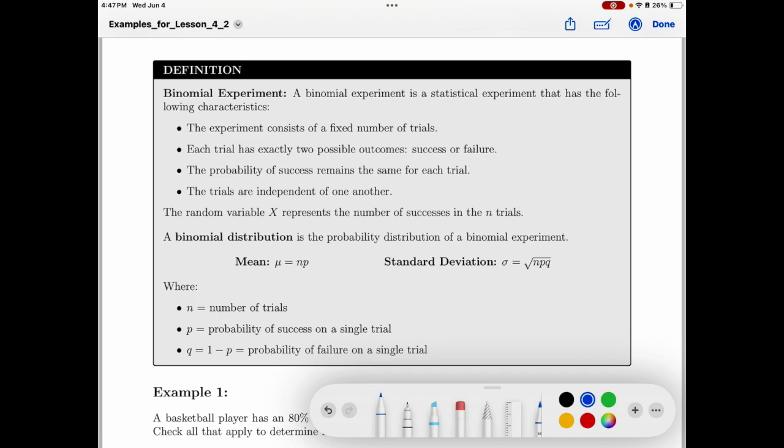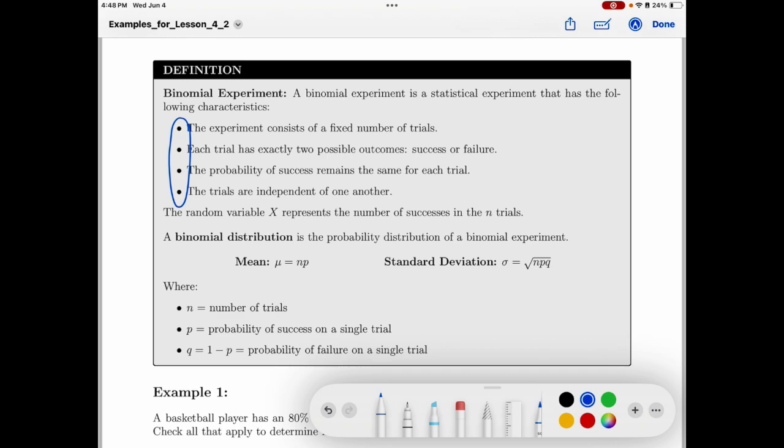So let's start with the definition. The binomial experiment is a statistical experiment that has the following characteristics. In order for it to be considered a binomial experiment, it has to meet these four conditions that are listed right here. The experiment consists of a fixed number of trials.